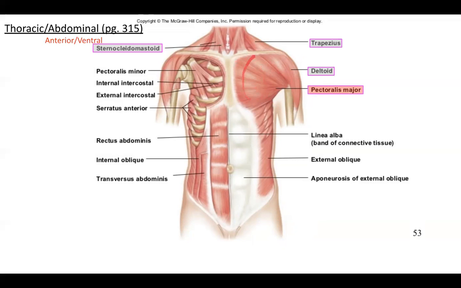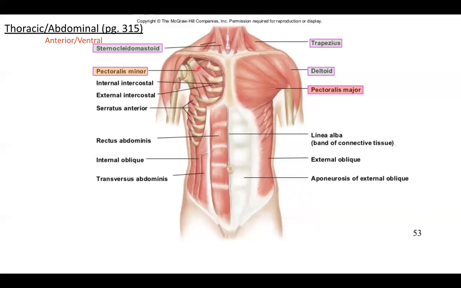So the first one that we're going to look at here is a very large muscle, the pectoralis major. Its origins are the clavicle, the sternum, as well as some of the costal cartilage from your ribs. It inserts into your humerus, and while the latissimus dorsi would extend your arm, the pectoralis major flexes your arm at the shoulder. So a pushing motion, as well as also bringing your arm across your body in an adduction movement.